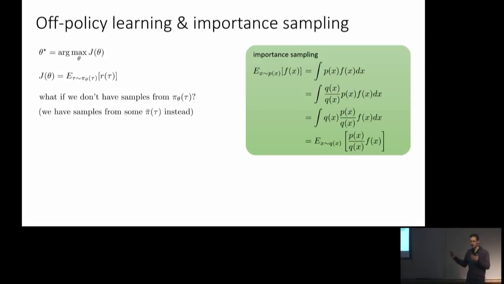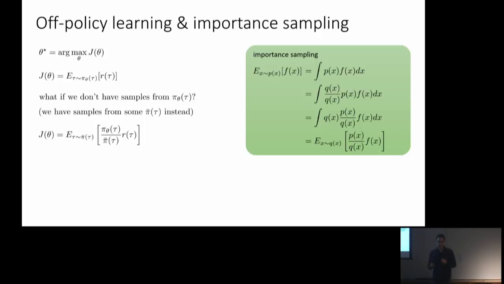Now we're going to apply this to estimate the policy gradient. So now p for us is going to be pi theta, and q is going to be pi bar. We have samples from pi bar, and we want to estimate the expectation under pi theta. What do we do? Well, we do exactly this. We say that this is the objective, but you can do the gradient the same way. The objective is p theta of tau divided by p bar of tau times R of tau.